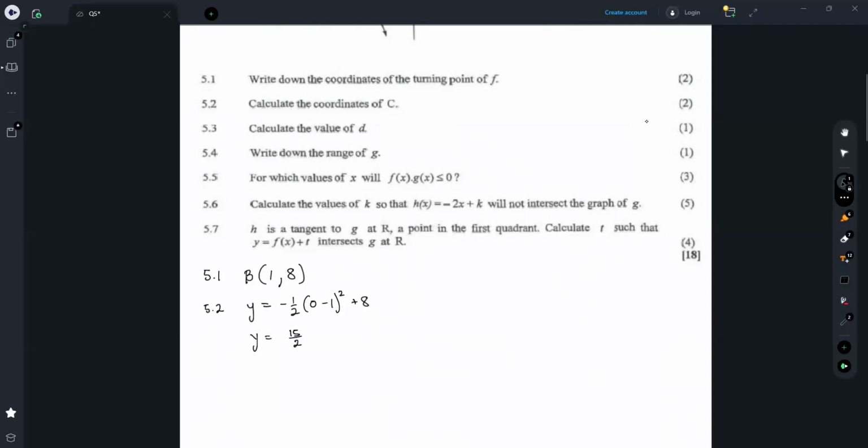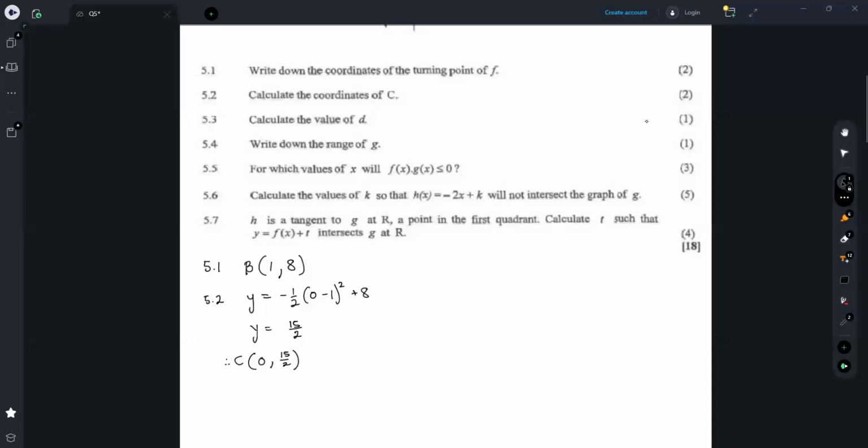15/2. So here they did not say calculate the value of y. They said they want the coordinates, so we have to represent that in terms of coordinates. Therefore, C will be (0; 15/2), like that.